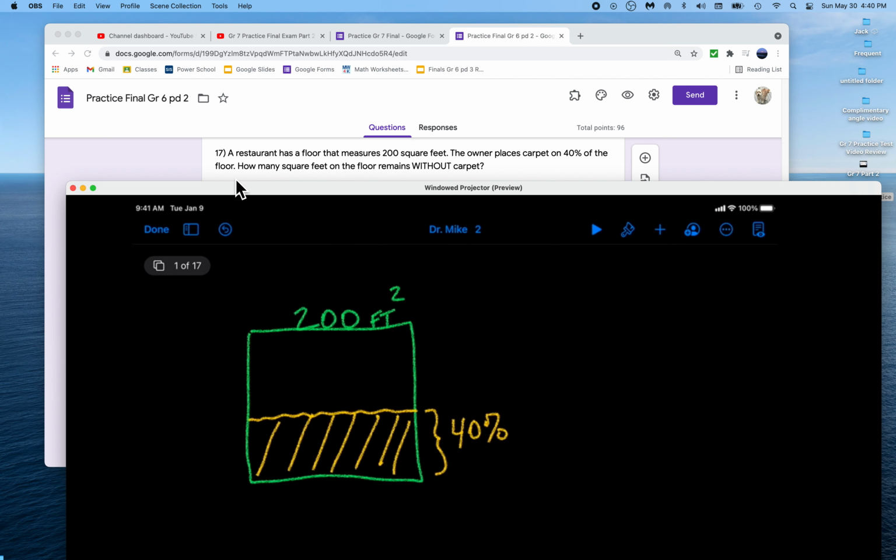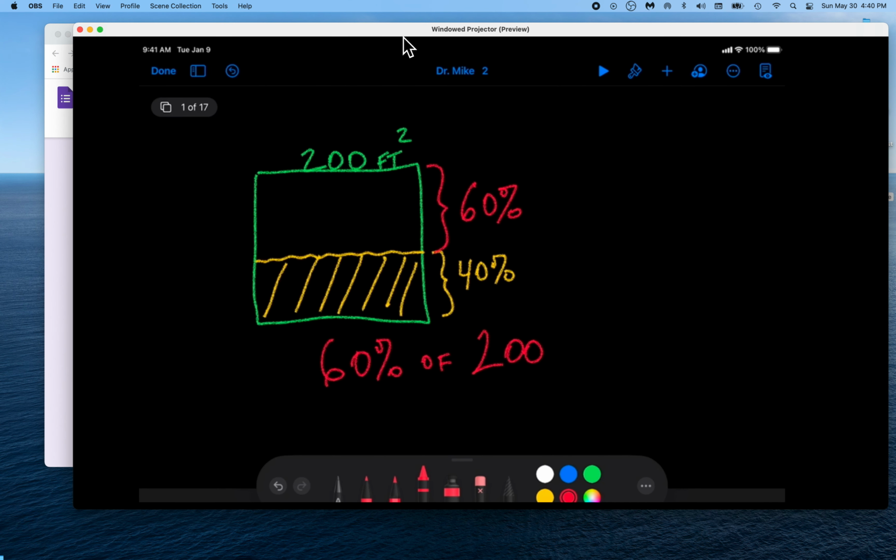In this particular problem, they want to know how many square feet are without carpet. Well, if 40% is carpeted, 60% is going to remain uncarpeted. Now, they want the number of square feet. If they said what percentage of the floor remained without carpet, we'd be done. But the next part of this problem is we have to figure out what 60% of 200 is, because that's going to give us the number of square feet that are not carpeted. Okay, let's do that.